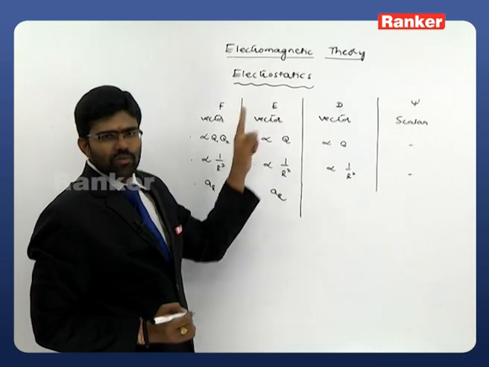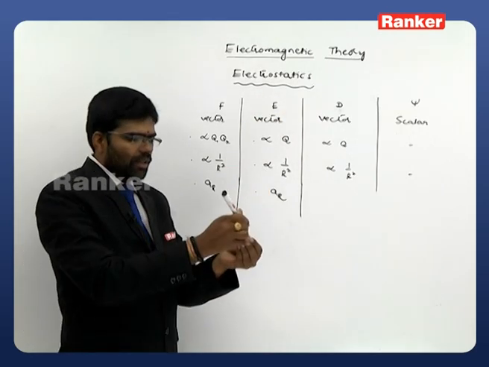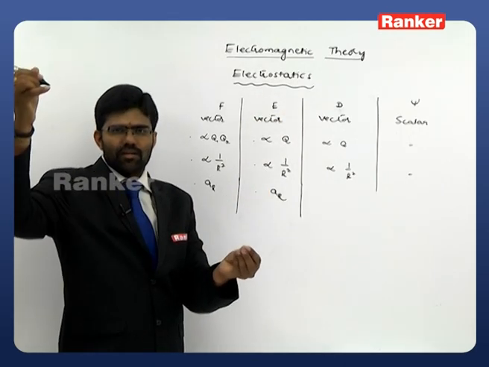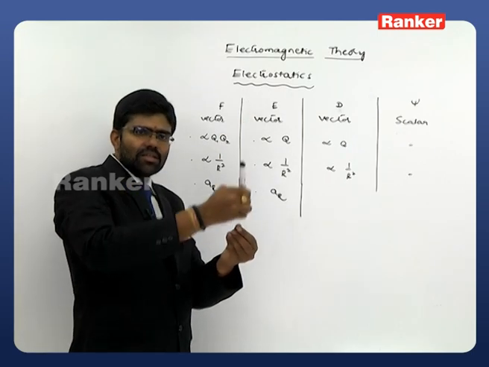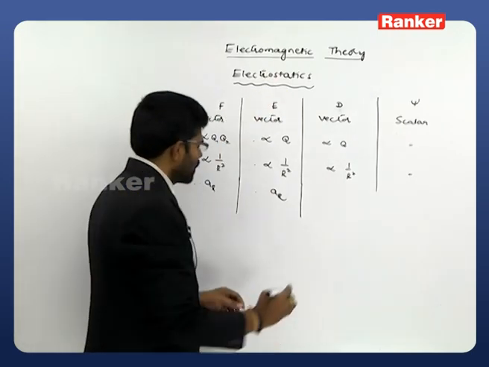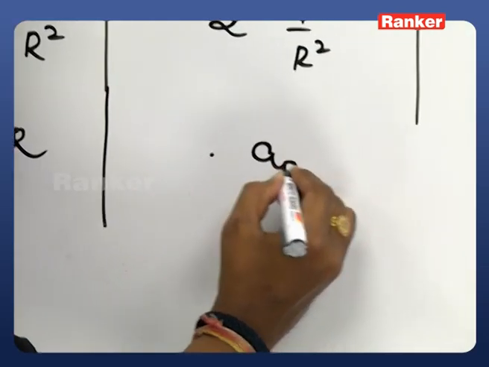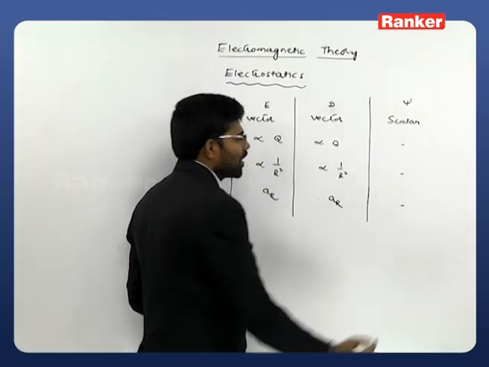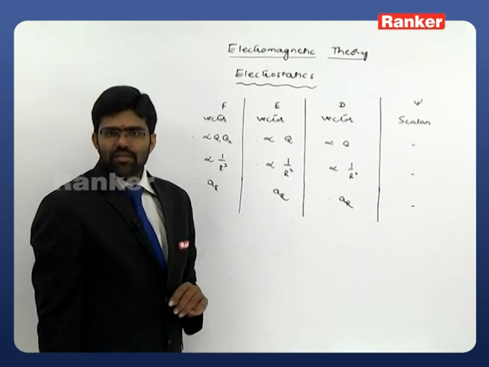D and E will always be in the same direction. So whenever E is in this direction, D will also be in the same direction. Since psi is a scalar, it will not have any direction.